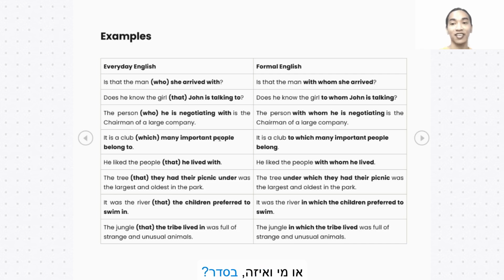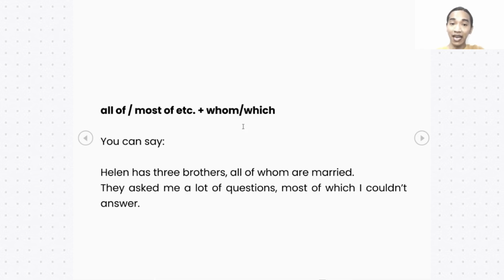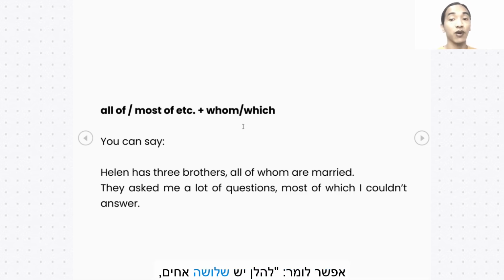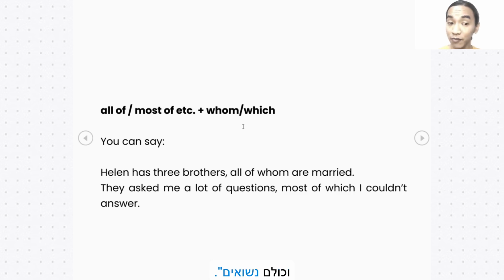All right? Now, we also have here all of, most of, plus whom or which. So we can say Helen has three brothers, all of whom are married. They asked me a lot of questions, most of which I couldn't answer. So all of whom here refers to the three brothers, and most of which refers to the questions.